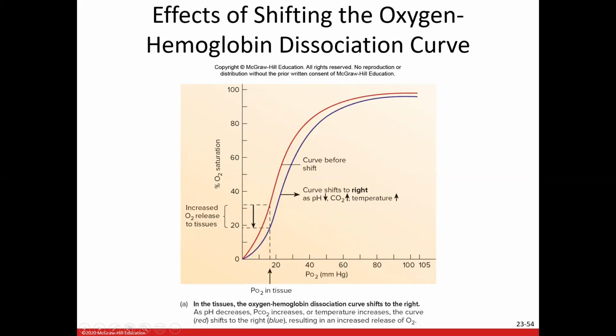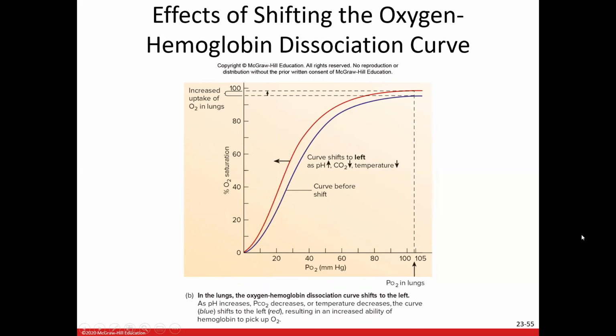So in terms of what this actually means, when we have this shift, there's going to be an increase in the release of oxygen. So where we have the partial pressure of oxygen in the tissue here, again, this is roughly 15 when we're exercising. Normally we would have roughly 32% saturation if we were under just normal conditions. But when we have decreased pH, increased CO2, or increased temperature, we have a lot less saturation because all this oxygen is being released to the tissues under these conditions.